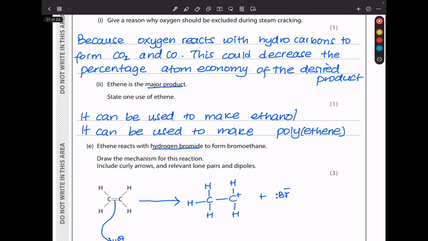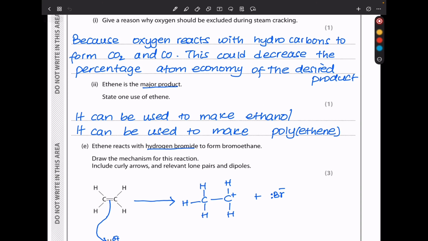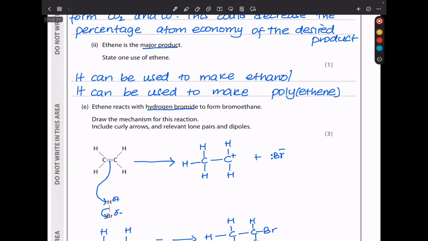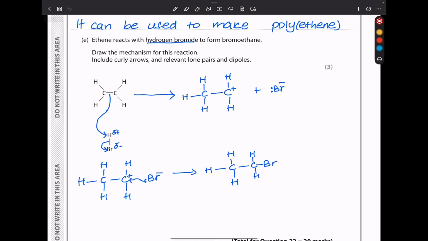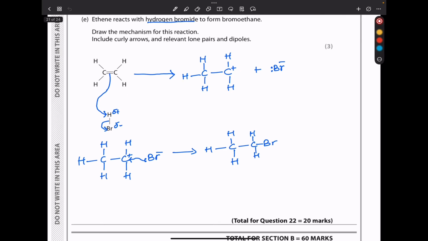Next, they say ethene is a major product. State one use of ethene. Ethene can be used to make polymers. It can be used to make other organic compounds like alcohols, for example, ethanol. And in part E, they say ethene reacts with hydrogen bromide to form bromoethane. Draw the mechanism for this reaction, and they want it to include curly arrows and relevant lone pairs and dipoles.